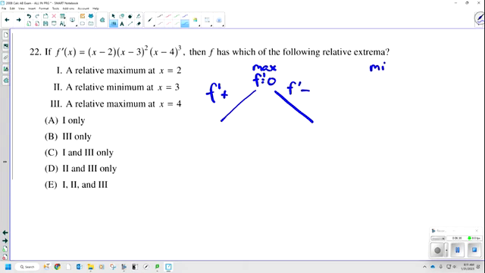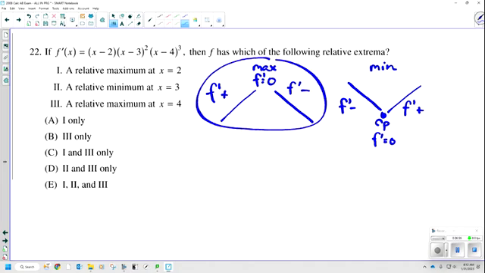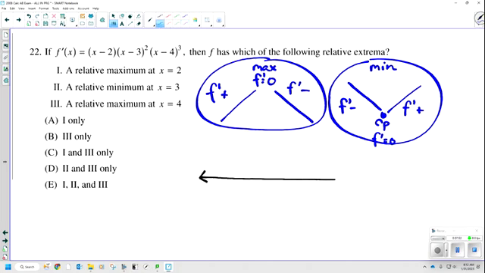In order to have a minimum, I need my critical point. That's where my first derivative is equal to 0 still, right here. But I need to have a negative first derivative, then it goes to a positive first derivative. So as I go left to right, I either go positive to negative for a maximum, or I go negative to positive for a minimum. Let's get our number line. We got a number line here, and the first derivative is above, and we'll put our x values in the bottom.